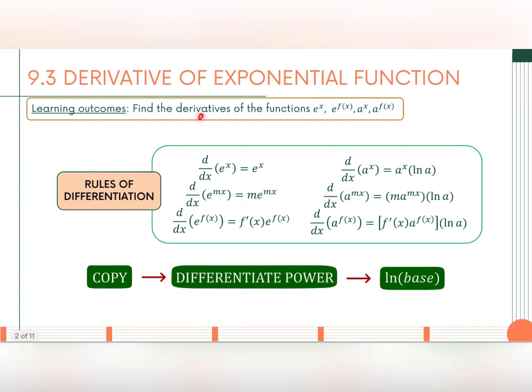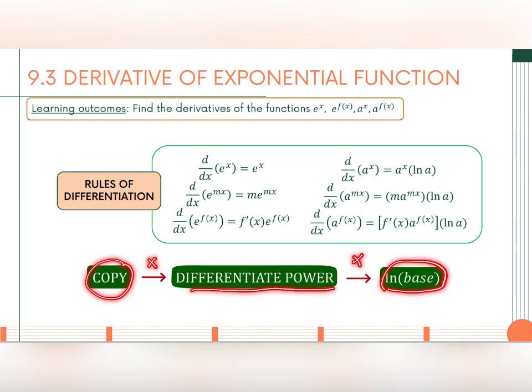Find the derivative of the functions e to the power of x, e to the power of f(x), a to the power of x, and a to the power of f(x). So these four are what we call exponential functions. Here I list out all the rules of differentiation related to exponential functions. The rules we are going to follow are simple: we start with copy the function, multiply by differentiate the power, multiply by ln of the base.